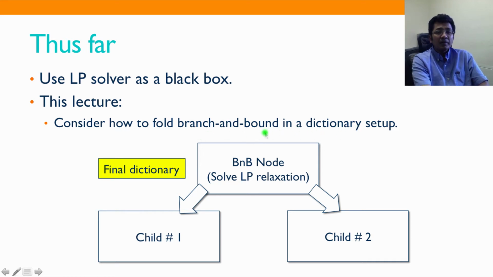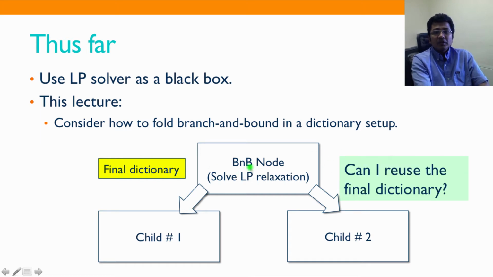We'll see that we can reuse the final dictionary. We can reuse the final dictionary that we obtain at one node by solving the LP relaxation to consider the LP relaxation of the child nodes. And the key goal is, number one, how do I reuse the final dictionary. Number two, how do I avoid solving simplex, the initialization phase at least, one more time, unnecessarily.